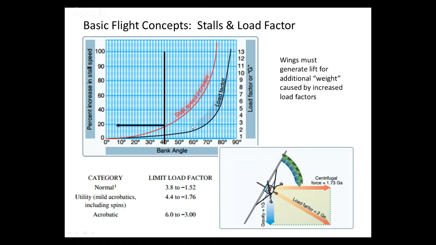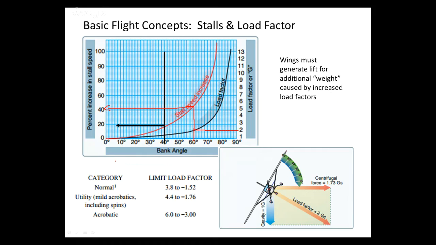So, for instance, if that pilot does a 60-degree turn, you find the bank angle on the chart, 60 degrees. You find the associated load factor line. You can see it's 2 Gs. And from there, you can find the stall speed increase, in a percent of stall speed. So if your stall speed was originally 100 miles per hour, it is now 140.